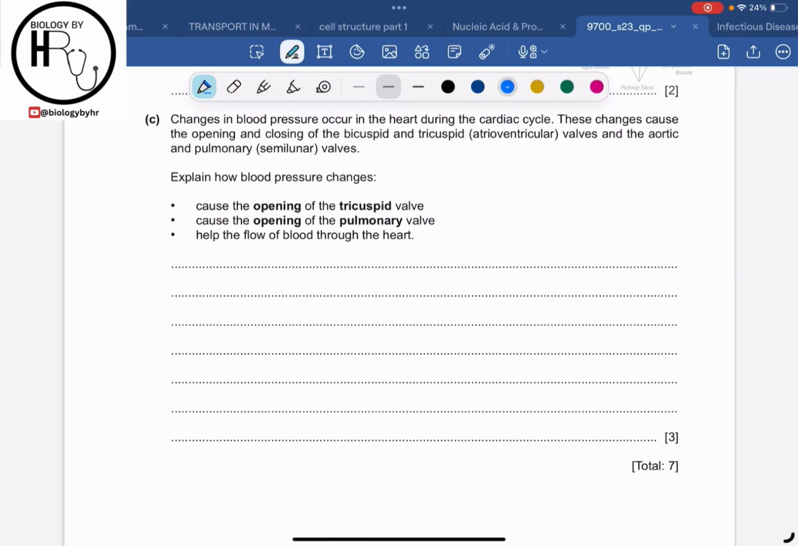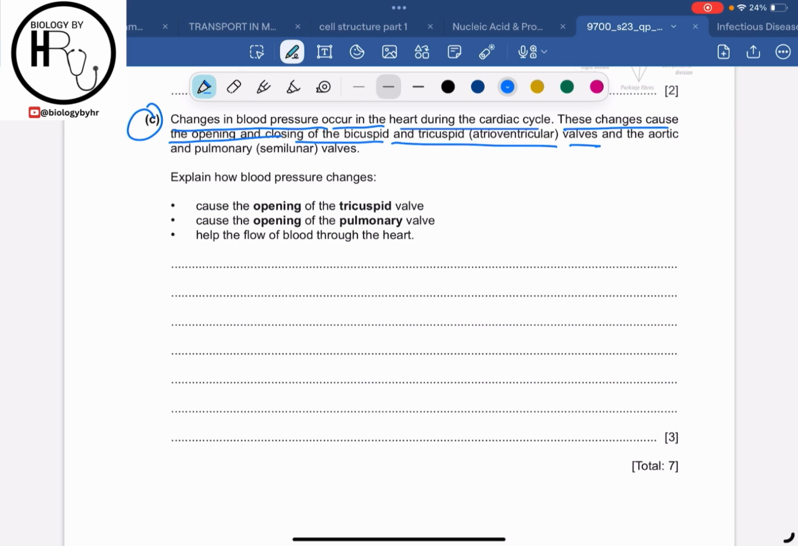Alright, so now moving on to part C. Part C says that changes in the blood pressure occur in the heart during the cardiac cycle. These changes cause the opening and closing of the bicuspid and the tricuspid valves, which are the atrioventricular valves.